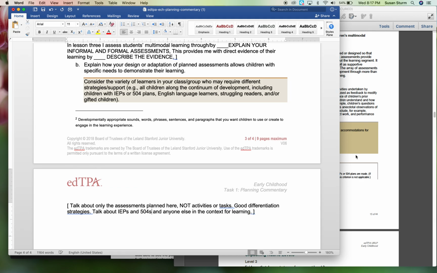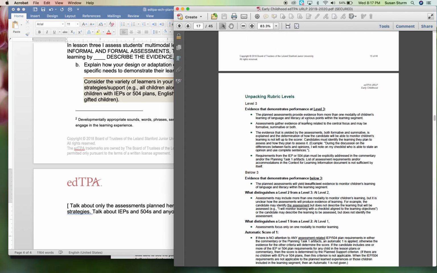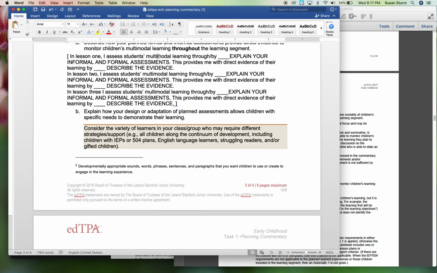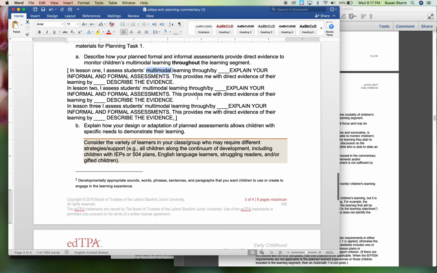And if you have planned supports that provide evidence from more than one modality of children's learning of language and literacy at various points in the learning segment, you'll be at a level 3. So that's another thing here. Make sure you're connecting to the multimodal learning. So explicitly talk about how your assessments are multimodal. So in this lesson, maybe they're doing it orally. In the next lesson, maybe they're doing it physically. And in the final lesson, maybe they're doing it in writing. So that's another way you can differentiate.